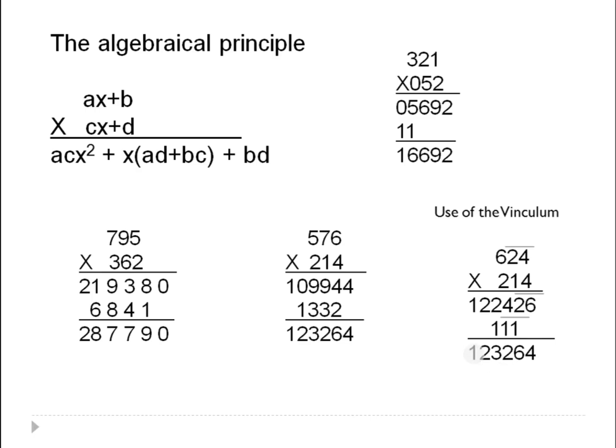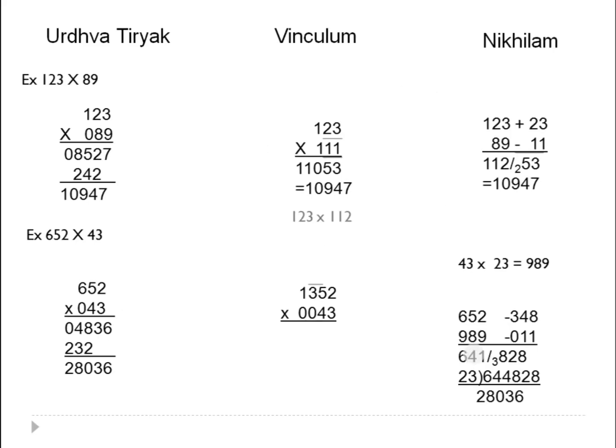Now let us take some more cases where we compare all three methods so that we'll understand the differences between them, and it makes our understanding a bit better. So now if we take the first case 123 into 89. So why are we taking these numbers? We can see that they are on both sides of the base 100. So we can multiply them by Nikilam method very easily.